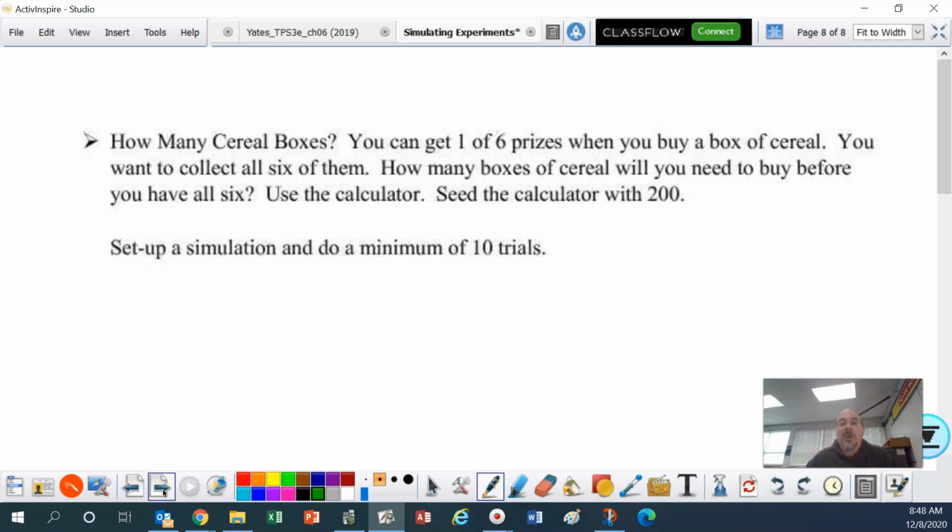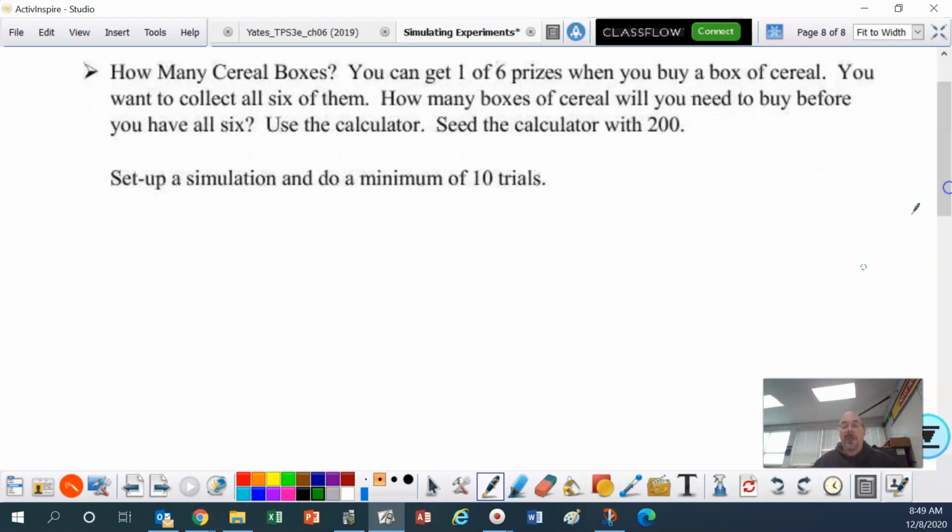How many cereal boxes? You can get one of 6 prizes when you buy a box of cereal. You want to collect all 6 of them. How many boxes of cereal will you need to buy before you have all 6? Use the calculator, seed it with 200. Set up a simulation to do a minimum of 10 trials.